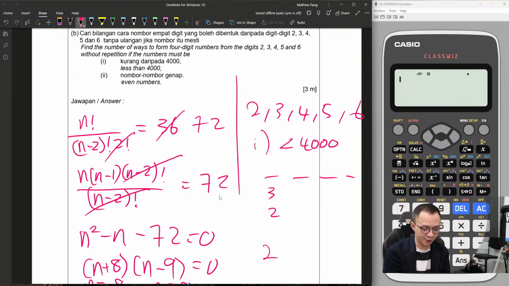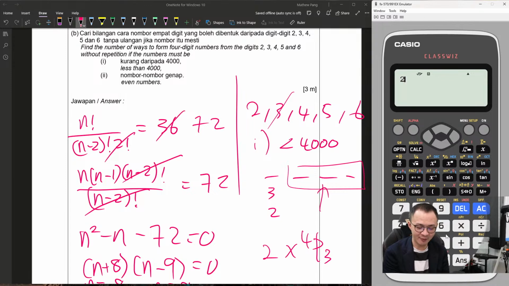Okay, so I only have 2 choices here. Then this is 2. And then here I have 3 places. Let's say I use 3 already, I still have 4 choices to fill in the 3 places here. So we call 4P3. Multiply them. 2 multiply 4P3, 48. So yeah, it's 48 for part 1.